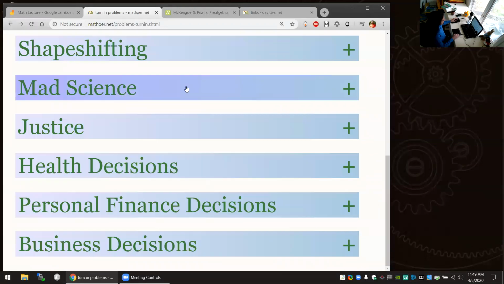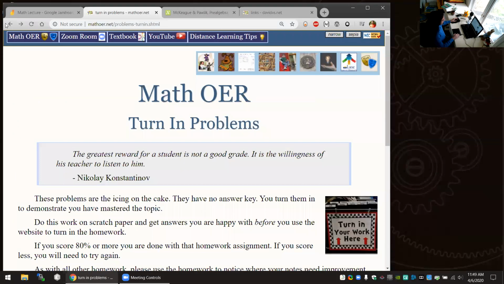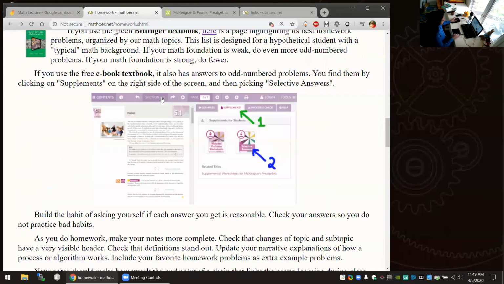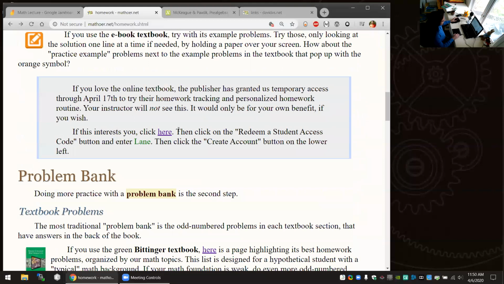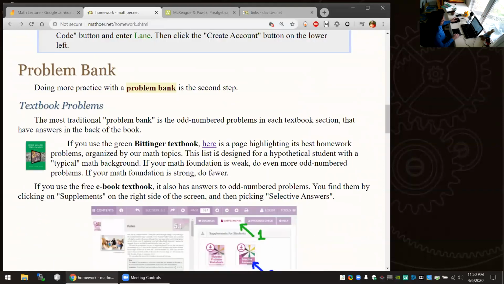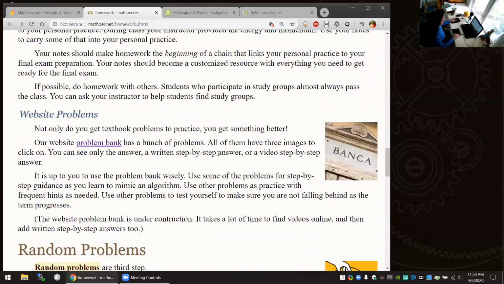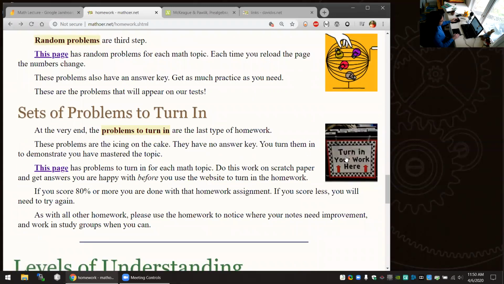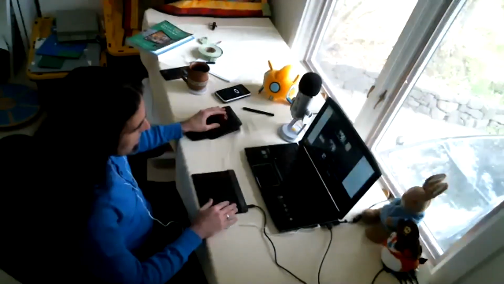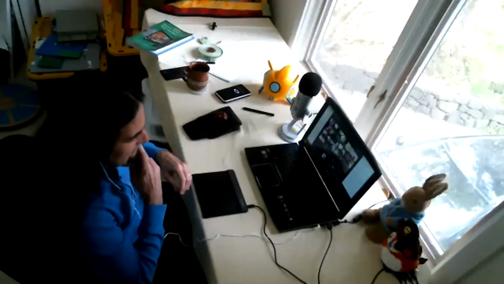So the flow, again, is to start for a while with just looking at the example problems. Do the ones in the book. Once the example problems make sense to you, try a few random ones. And then finally, as the icing on the cake, turn in the ones that need to be turned in. Okay, I'm going to stop my share. Questions about your homework process?